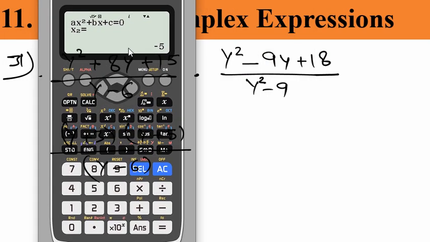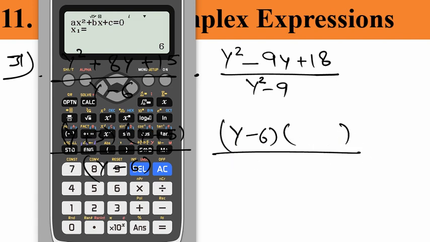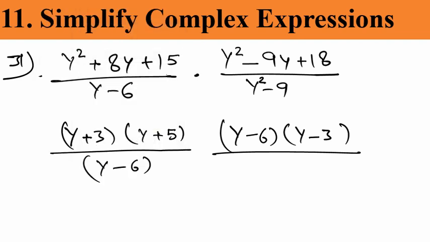So the next one we have, let me just clear again, 1. This is negative 9, and C is 18. Press equal. X1 is 6, so I will write y minus 6, and the next is 3, so y minus 3, right? These are the solutions. In the factored form we write them like that.